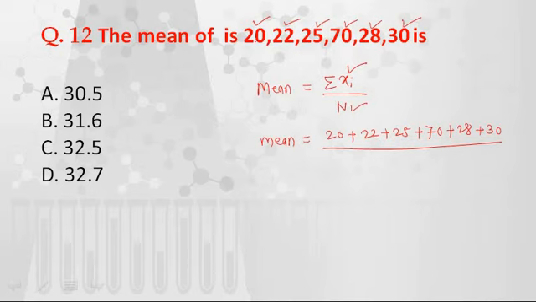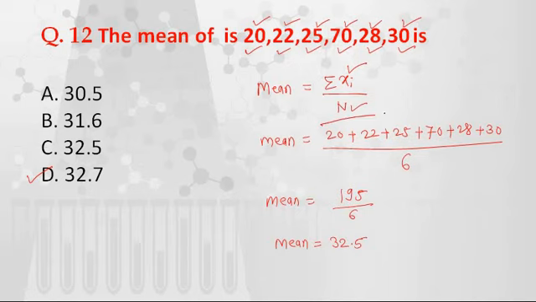So how many numbers are given? 1, 2, 3, 4, 5, 6. So 6 numbers are given. So mean is equal to, we have to add all the numbers in the numerator and then divide it by 6. If we add all these numbers here, we will get 195 divided by 6. After division, we will get the answer as 32.5.